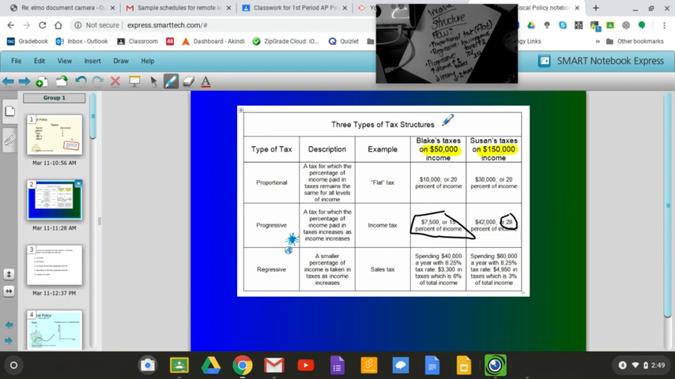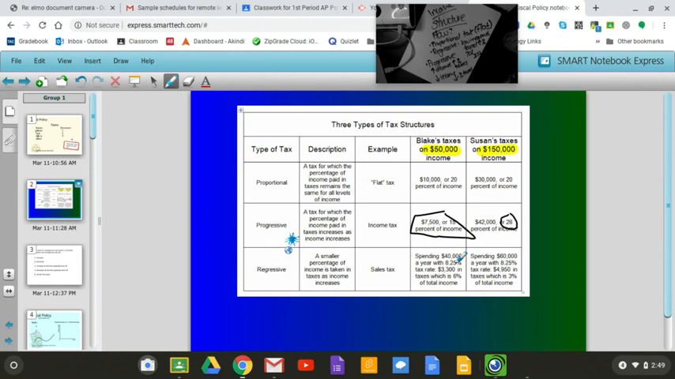You can see that Blake here, he makes $50,000 a year. He's going to be spending probably all of his paycheck. He doesn't have the luxury to save. So he's probably spending $40,000 a year. And let's say he lives in Tomball, where sales tax is 8.25%. Well, just in sales tax alone, he's going to be spending $3,300 a year.